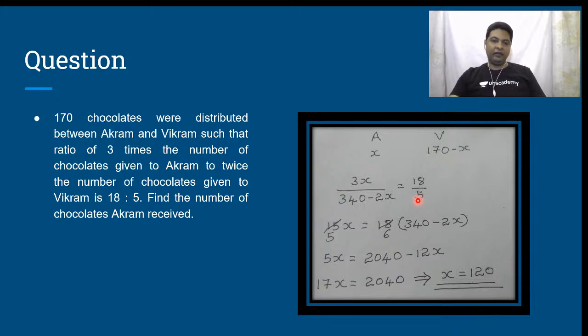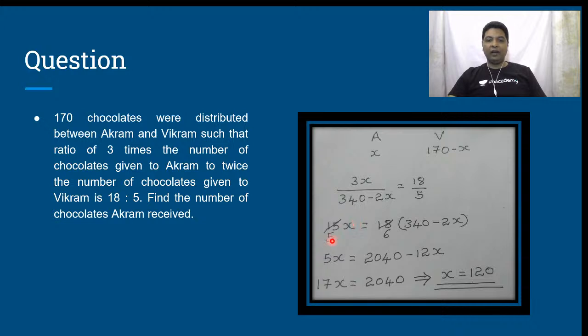So this is the way we solve it. Let us say Akram got x chocolates, then Vikram got 170 minus x. Reduce the number of variables. So 3 times the number of chocolates that Akram received, that is 3x. 2 times the number of chocolates that Vikram received, that is 340 minus 2x, is in the ratio of 18:5. Cross multiply, you will get 15x is equal to 18 times of 340 minus 2x.